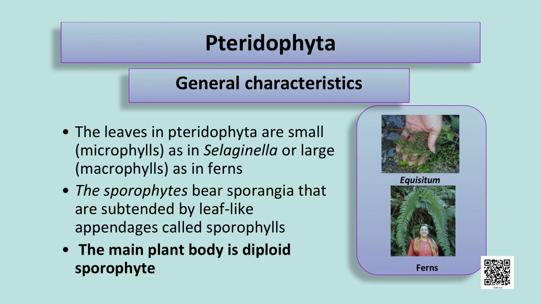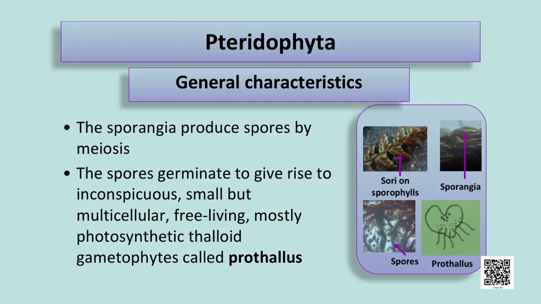Unlike bryophytes, the main plant body is diploid sporophyte. The leaves or special structures bear spores. So, these leaves are called sporophylls. If you look at ventral side of the leaf, then you will find some black or brown color sori which are the clusters of sporangium. Spores are produced within these sporangia. All these structures can be seen in these pictures.